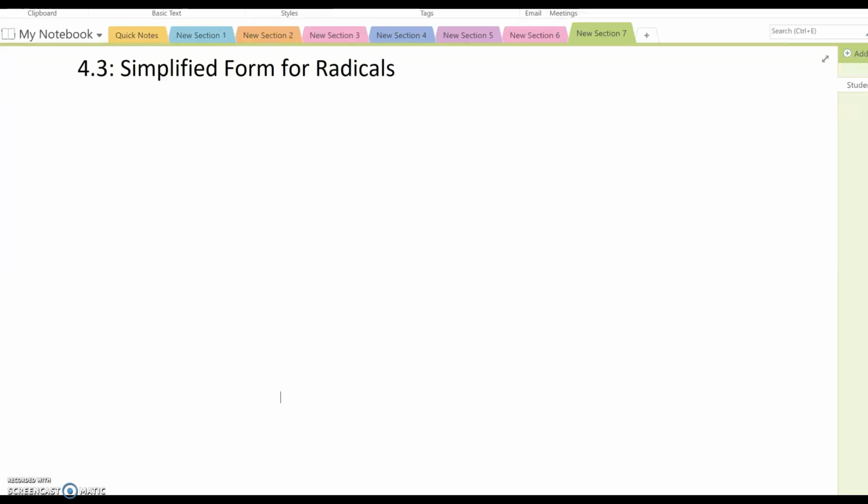So lesson 4.3, simplified form for radicals. Before we begin some practice problems, we want to review these problems. If we have x squared equal to 4, how do we find the x value from here? We will take the square root of both sides, right? Then x is going to be plus and minus 2 here. So basically we always solve this way.